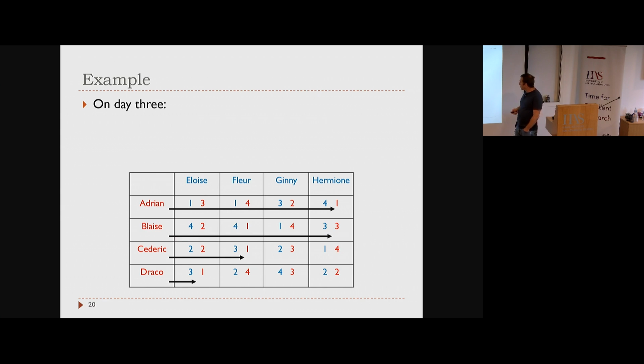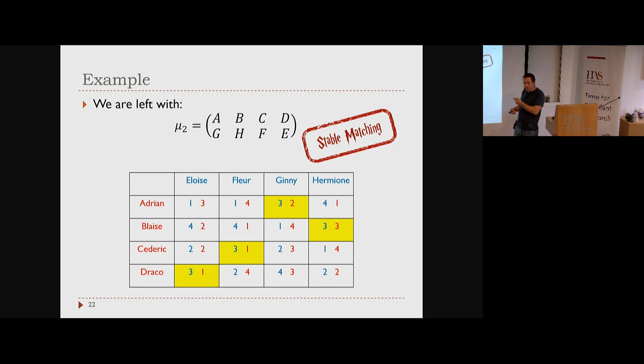He goes to his third most preferred choice, Hermione. Hermione actually likes Blaise more than she likes Adrian, right? So she rejects Adrian. And Adrian goes to his second choice, which is Ginny. And now nobody is being rejected anymore, because each woman has exactly one camper in her yard. That means the algorithm is done and we are finalizing the match. And we got that matching, which, by the way, we saw before was a stable matching, okay?